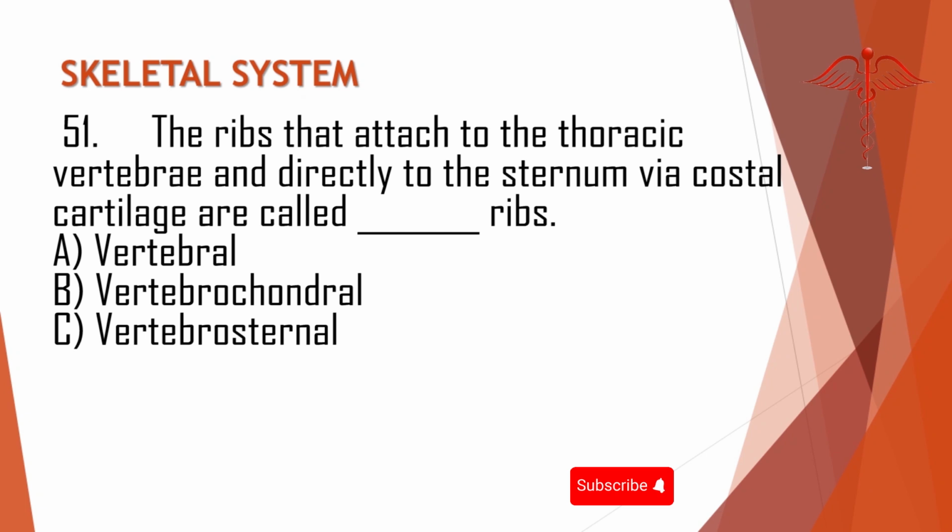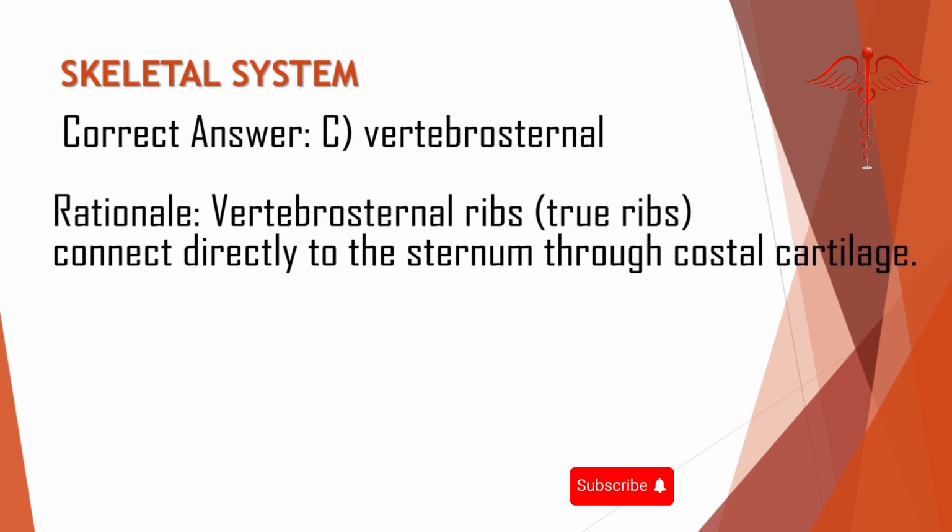51. The ribs that attach to the thoracic vertebrae and directly to the sternum via costal cartilage are called dash ribs. A. Vertebral. B. Vertebrochondral. C. Vertebrosternal. Correct answer, C. Vertebrosternal. Rationale: vertebrosternal ribs, true ribs, connect directly to the sternum through costal cartilage.